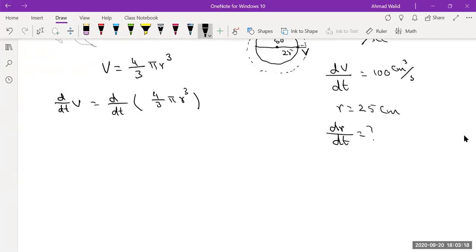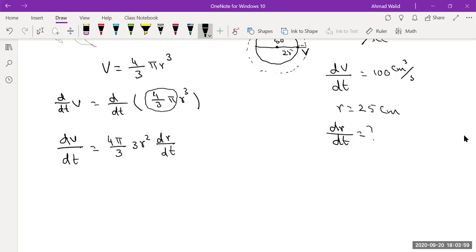d/dt of V gives you dV/dt equals 4/3 pi, which is a constant, right? It's just a number, so I can put 4 pi over 3 here. The derivative of r cubed is 3r squared, but you have to keep what? dr/dt. That's it. You are done. You should plug in the numbers now.